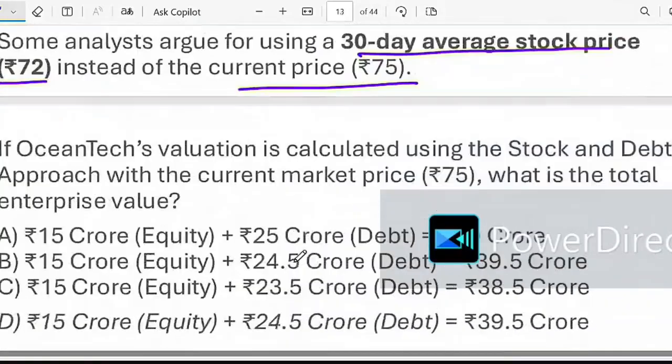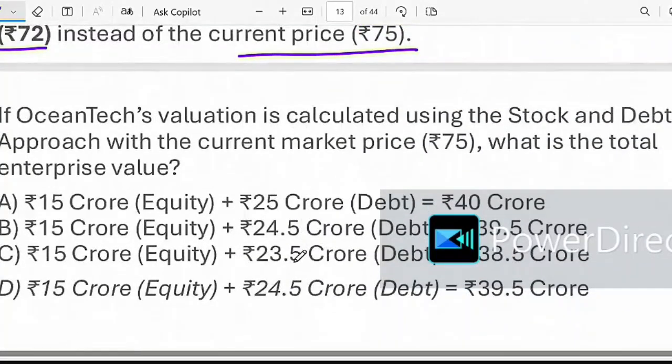Now have a look at the question. What would you use to calculate the company value, right? If the Ocean Tech valuation is calculated using the stock and debt approach with the current market price 75, what is the total enterprise value? This is what has been asked. Option A 40 crore, option B 39.5 crore, option C 38.5 crore, and option D 39.5 crore. So you have to find the enterprise value of this company using the stock and debt approach. That is called enterprise value.